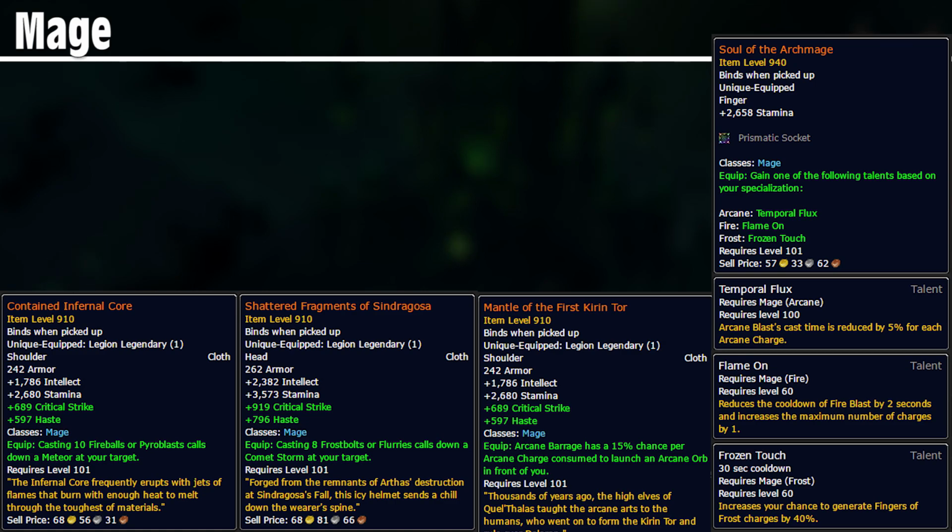The class ring for mages is the Soul of the Archmage. This will either give them Temporal Flux, Flame On, or Frozen Touch.